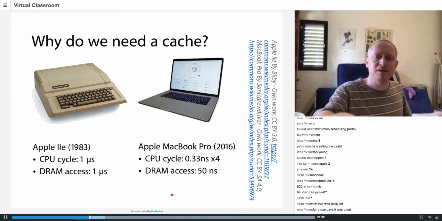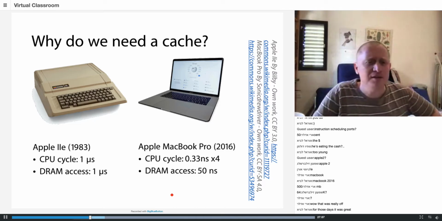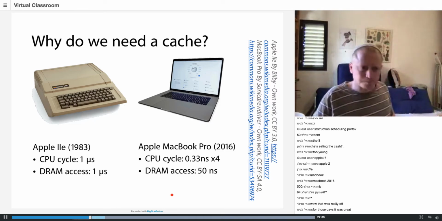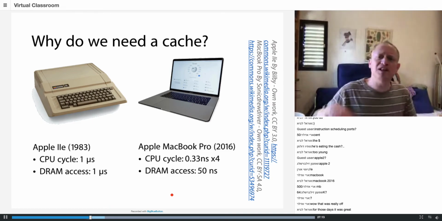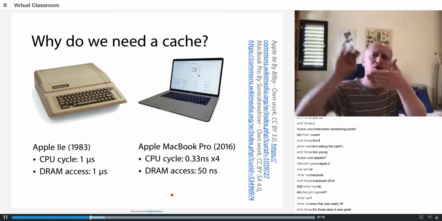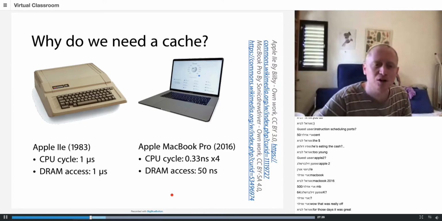If you look at the DRAM access time, and this is a very fast DDR memory, the DRAM access time is 50 nanoseconds. And why is it 50 nanoseconds? Because you have to select a row, you have to select a column, you have to activate. I'll try to teach you, as time allows, how DRAM works toward the end of the course. But DRAM access is very, very slow.